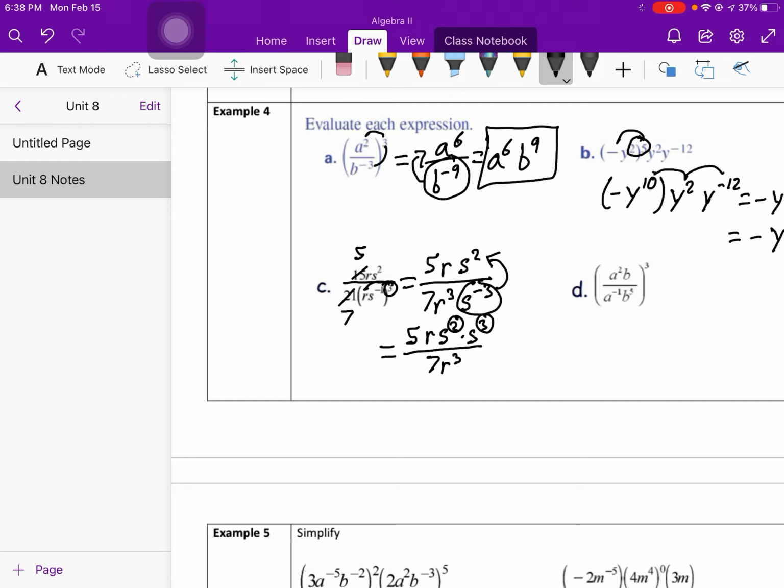Now, since these are both positive, we're just going to end up adding them. But this is the trick here. Notice you have more r's on the bottom than you do on the top. So one of these is going to go away, and we're going to be left with 2 r's. So the final answer is going to be 5s. We have squared times cubed, which gives us to the 5th. And then we have 7r squared.